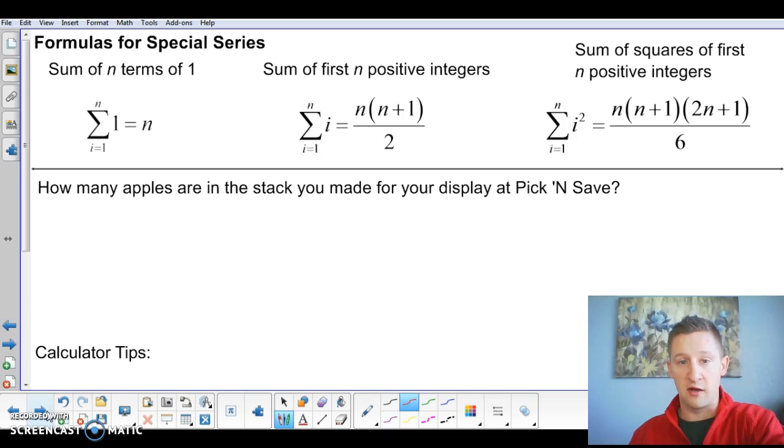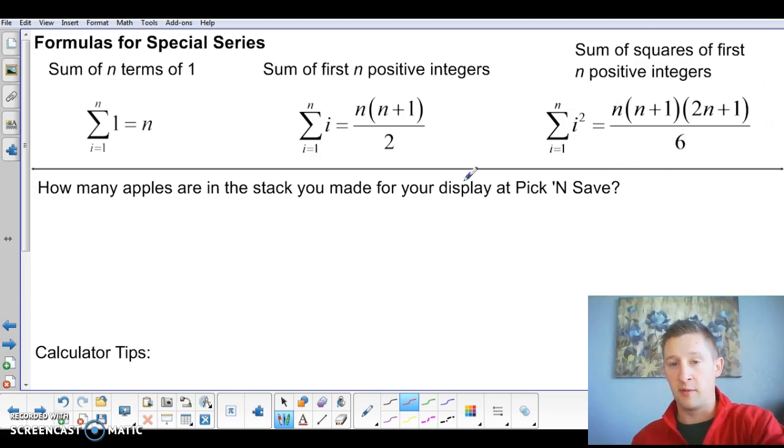Before the calculator, there were formulas that helped us find the sums of special series, like the sum of n terms of 1. Obviously it's going to be 1 plus 1 plus 1 plus 1 plus 1. However many terms there are, that's what the sum is going to be. The sum of the first n positive integers, like the sum of the first 10 positive integers, 1 plus 2 plus 3 all the way up to 10, could be found by taking n times n plus 1 and dividing it by 2. The sum of the squares of the first n positive integers, so like 1 plus 4 plus 9 plus 16 plus 25, etc., can be found using this formula.